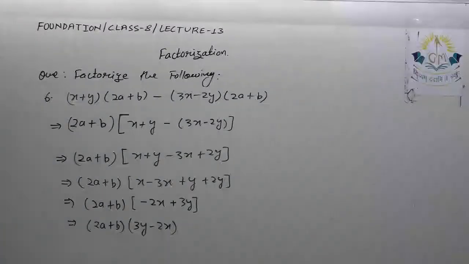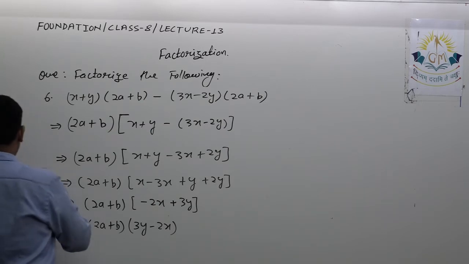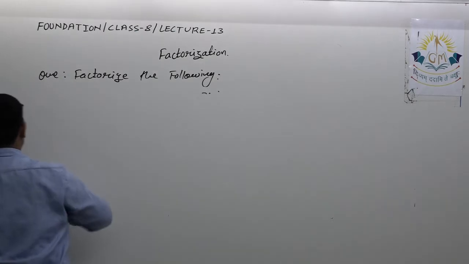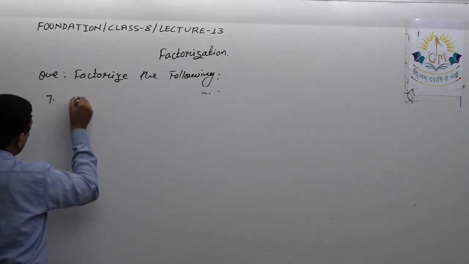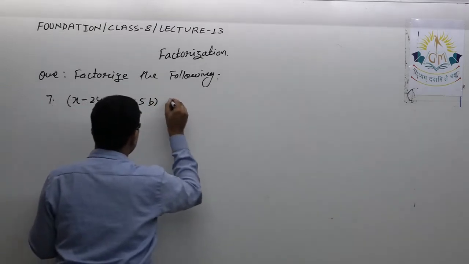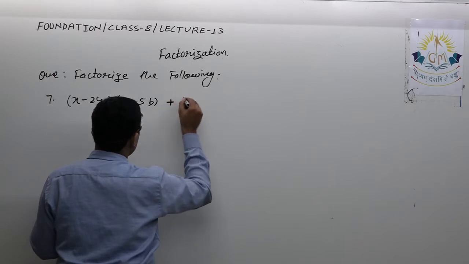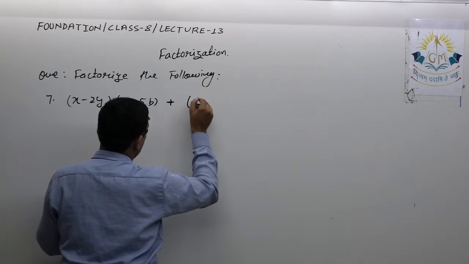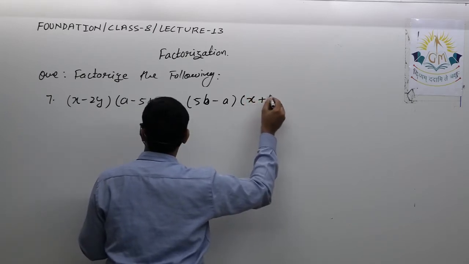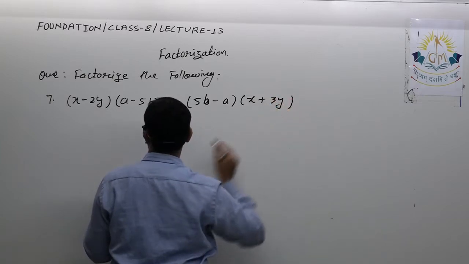Okay, now let us see the next question. Question number 7 is x minus 2y into a minus 5b, minus, or make it plus, 5b minus a into x plus 3y.